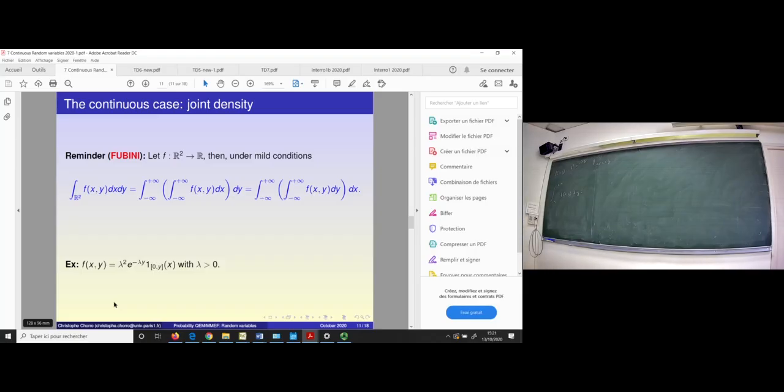What happens for my bounds? y is greater than x. It means that in fact I don't have an integral from minus infinity to plus infinity. I have an integral from x to plus infinity. And in this case, I have this.